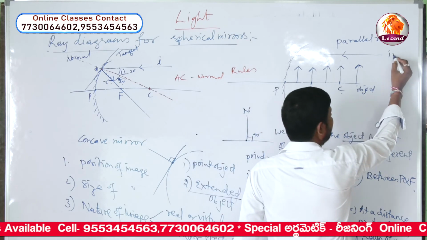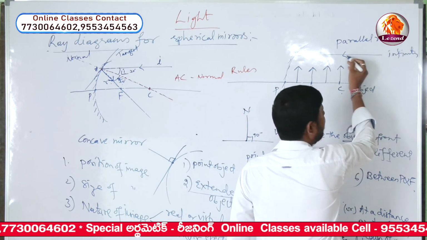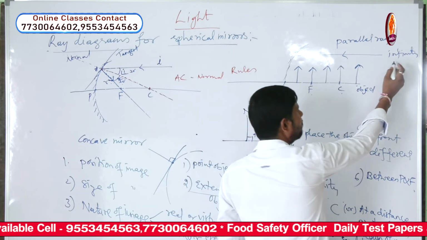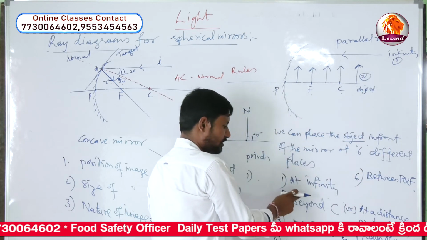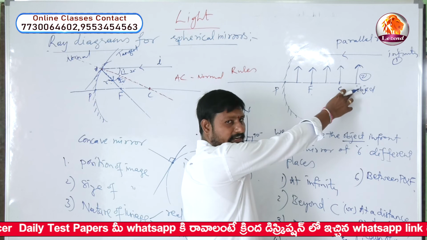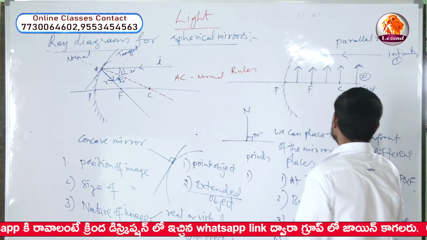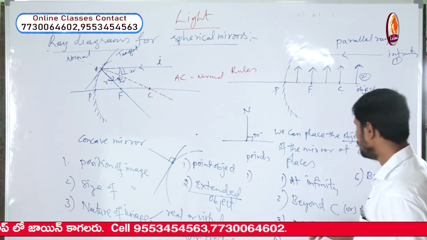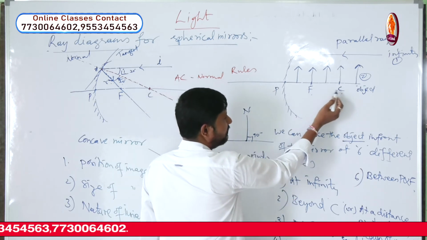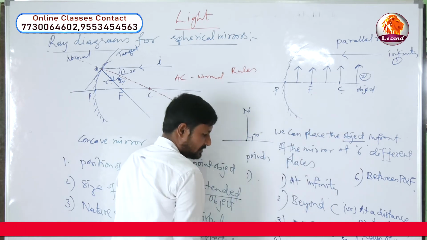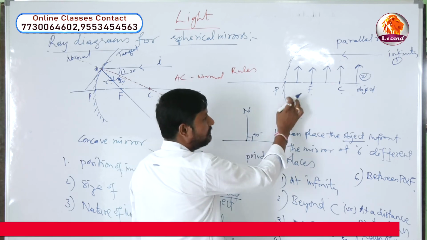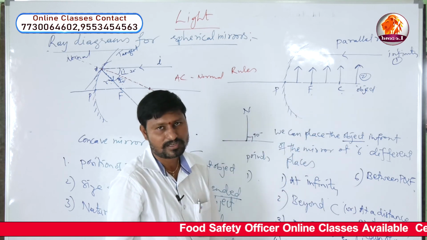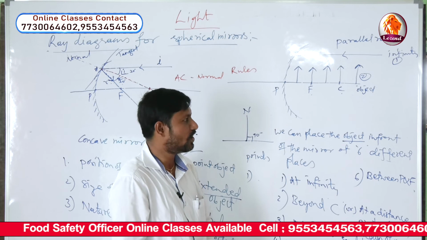So number one, what I told you, is infinity. Parallel rays always represent the object position at infinity. Number two is beyond the center of curvature, or at a distance greater than its radius of curvature. Number three is on the center of curvature. Number four is between F and C. Next, on F, and between P and F. Like this, these are the different positions where we can place the object in front of a concave or convex mirror.